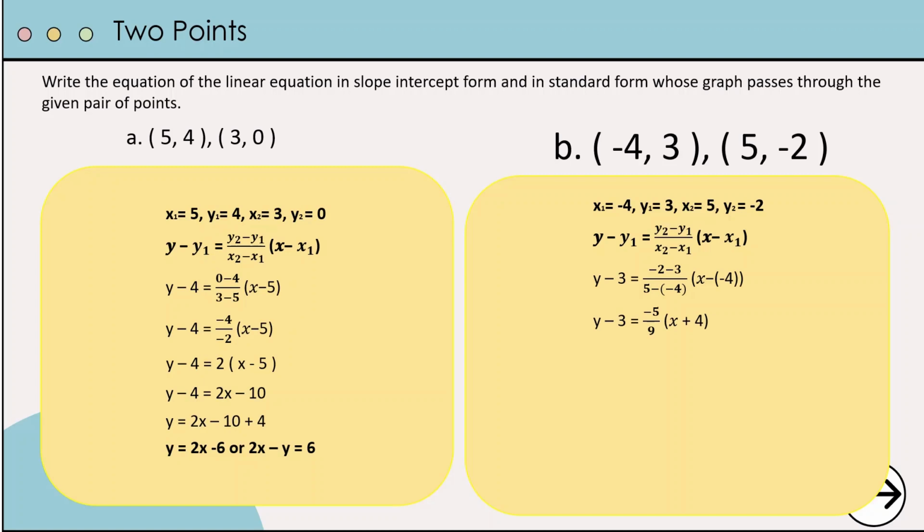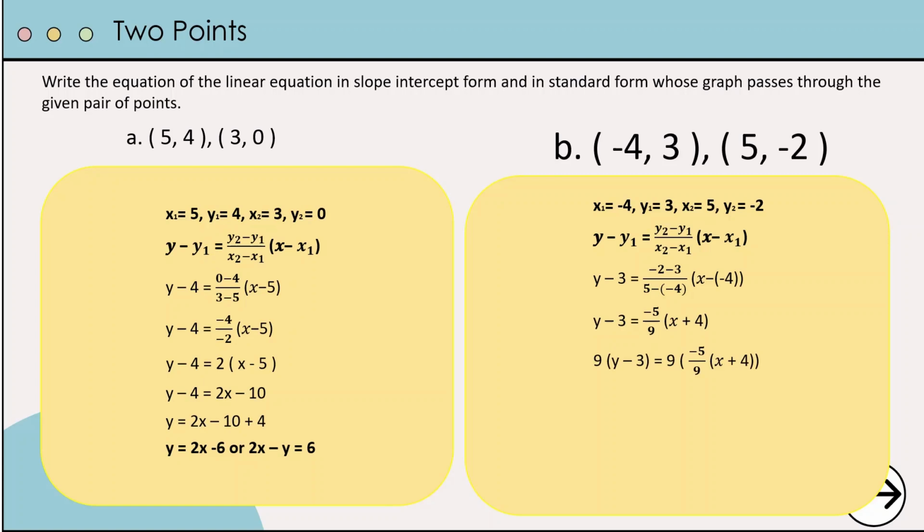Now, let's simplify the right side of the equation. Negative 2 minus 3 equals negative 5, over 5 minus negative 4 becomes positive 9, times x minus negative 4 becomes x plus 4. If you can notice, negative 5 is not divisible by 9. Therefore, there exists a fraction. In order to remove that, let's multiply both sides of the equation by the denominator, which is equal to 9.